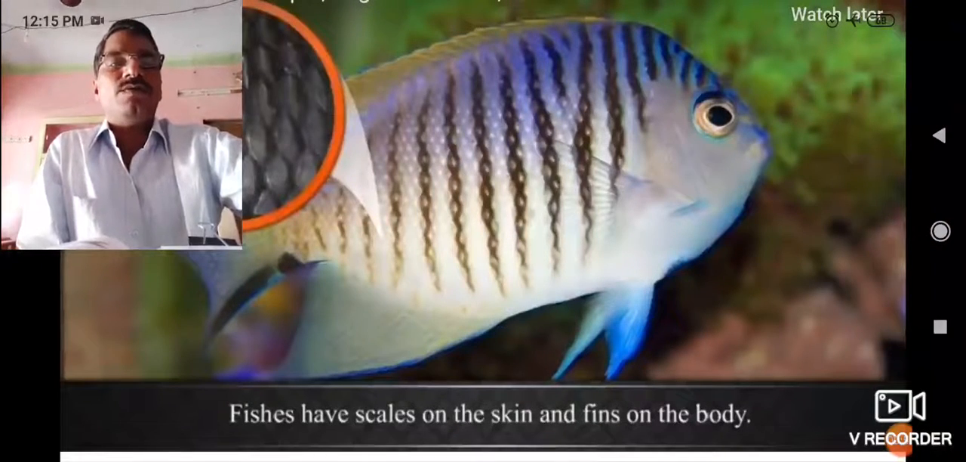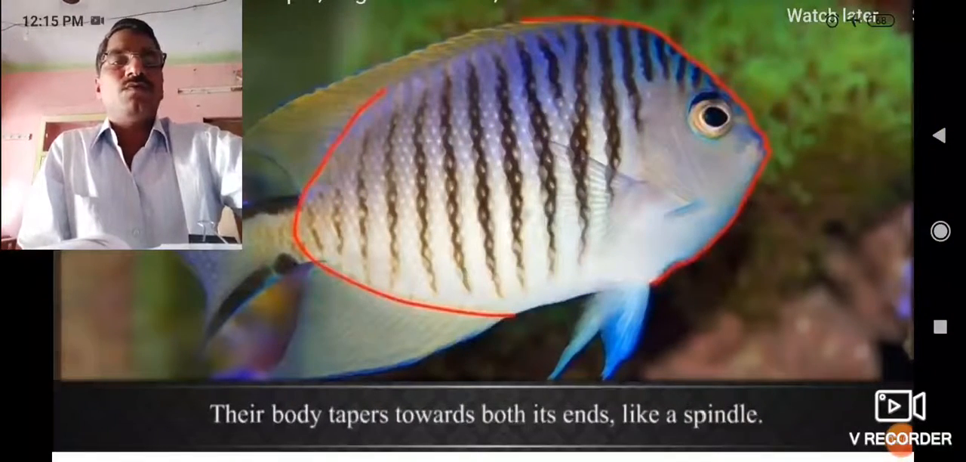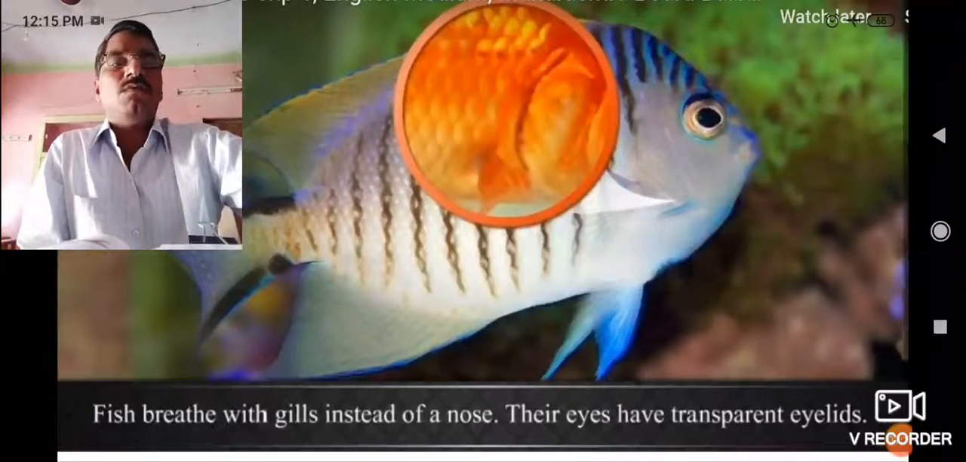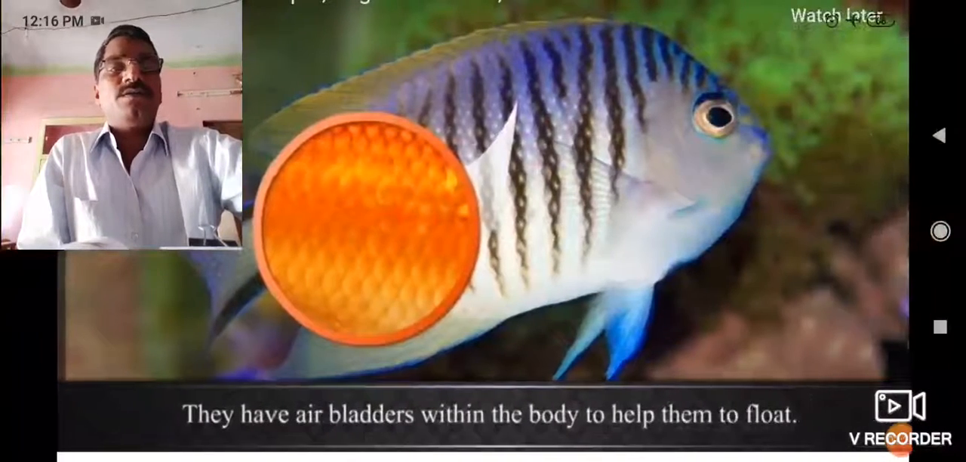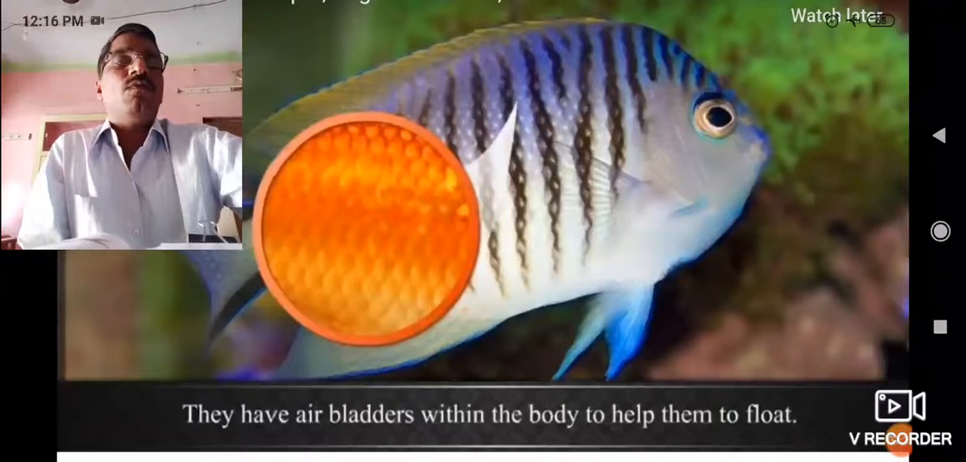Fishes have scales on the body and fins. Their body tapers towards both ends like a spindle. Fish breathe with gills instead of a nose. Their eyes have transparent eyelids. They have air bladders within the body to help them to float.